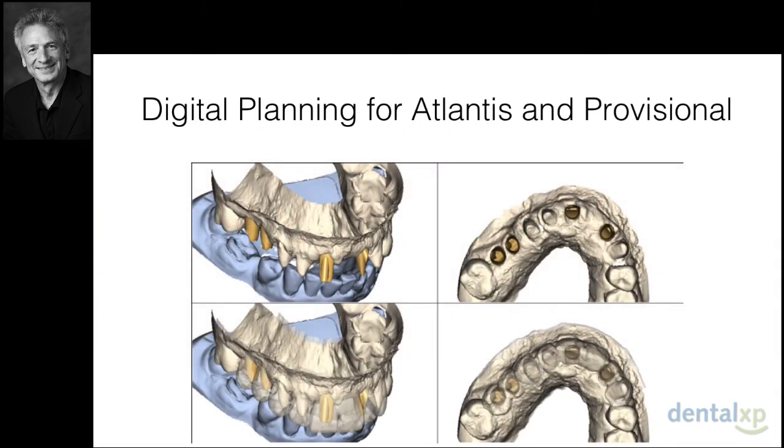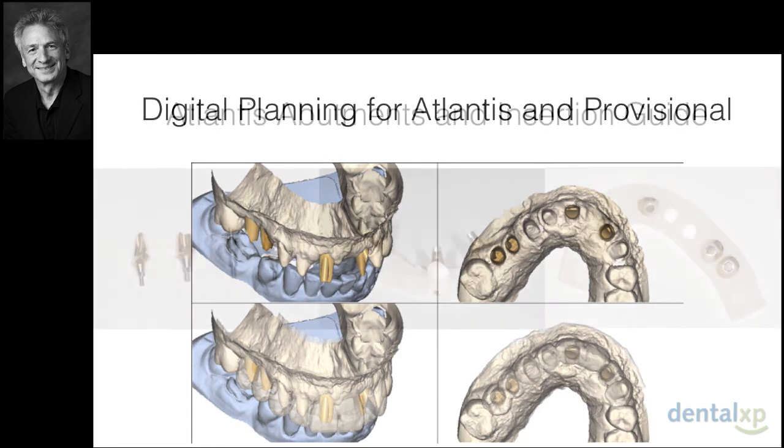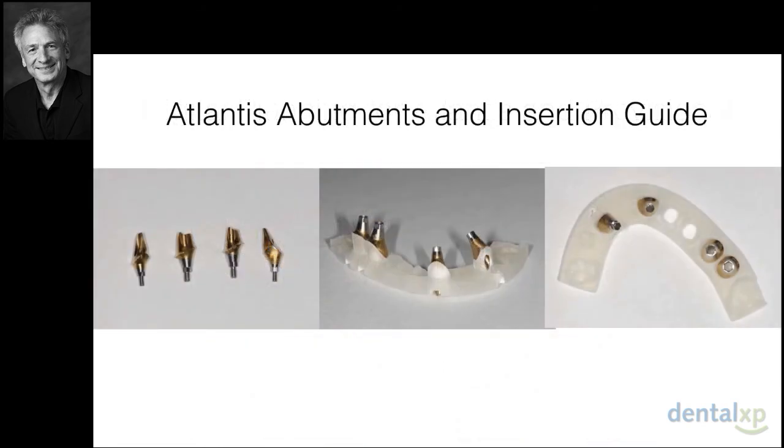So we went ahead and placed the implants based on our CBCT planning, and then you can see here that we had patient-specific abutments made and a provisional made to be delivered at the same time. So we have three things actually. We have abutments, insertion guide, and a provisional.